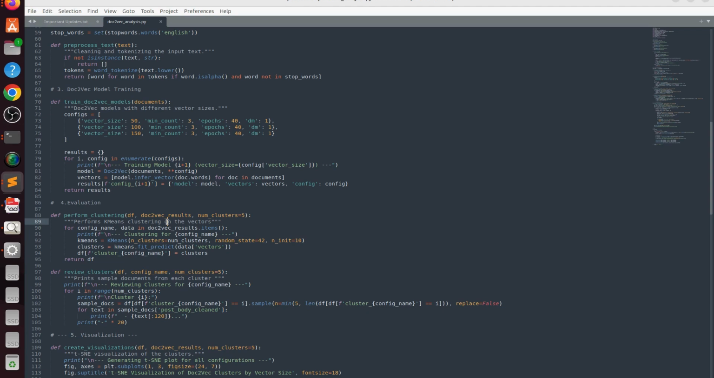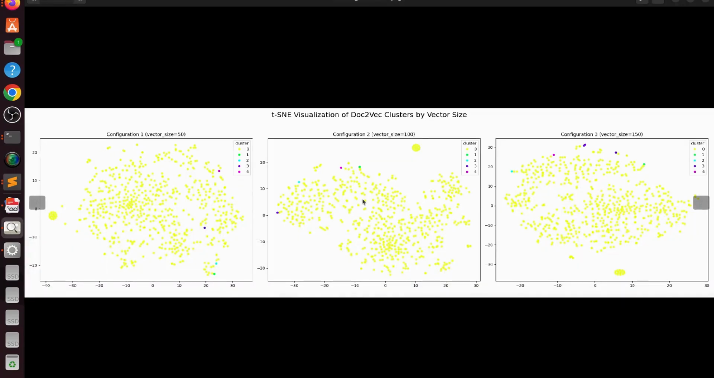To determine which configuration was best, we used a two-part evaluation. The first one was a visual analysis, which generated this visualization. The second one was qualitative results. For the first one, the visualization shows us the clustering results for all 3 models. The data is a bit imbalanced for cluster 0. That's why the yellow is dominating a lot.